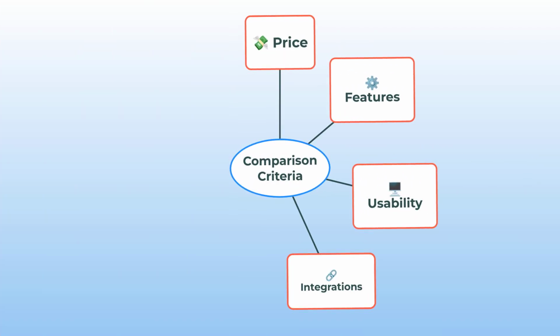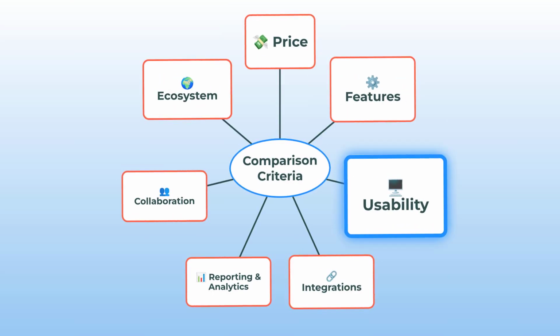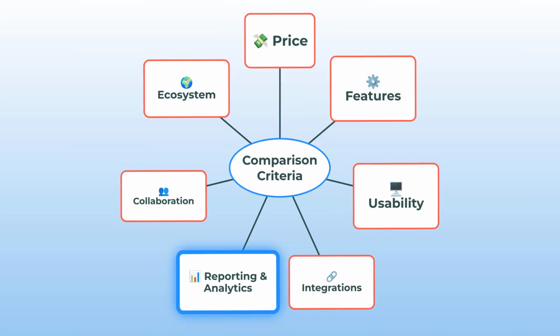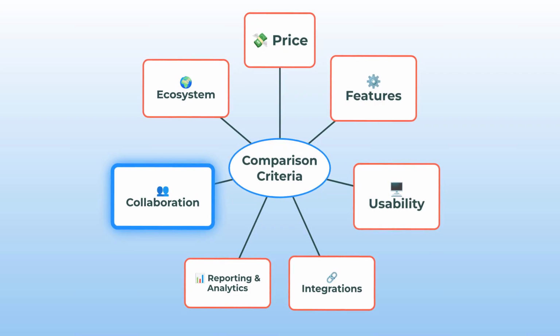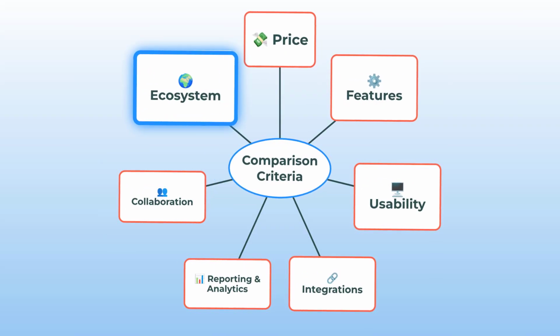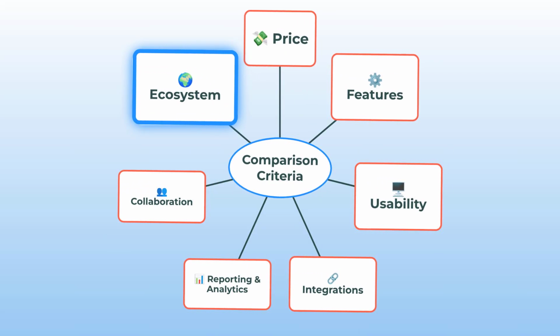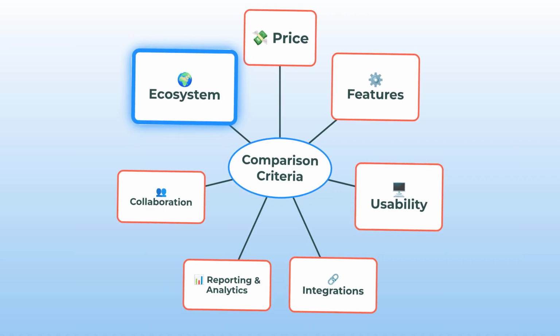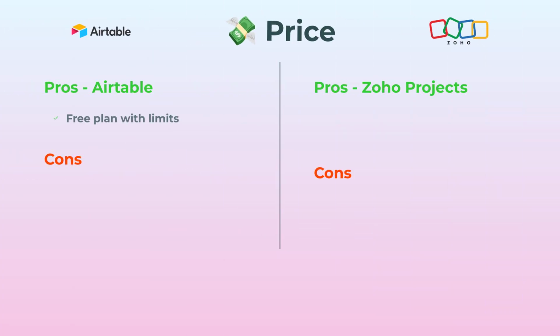Let's pop up a mind map. We're talking price, features, usability, integrations, reporting and analytics, collaboration, and then, of course, the broader ecosystem. We'll walk through each, see who shines, who slips up, and which quirks you probably want to know before you choose. Let's kick things off with price.